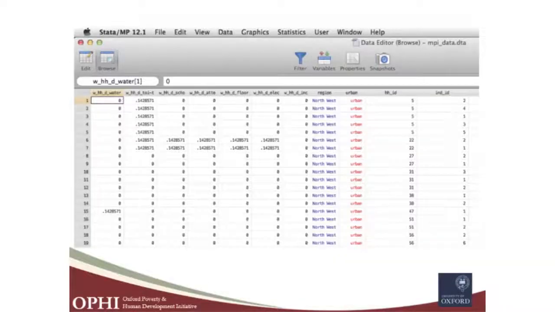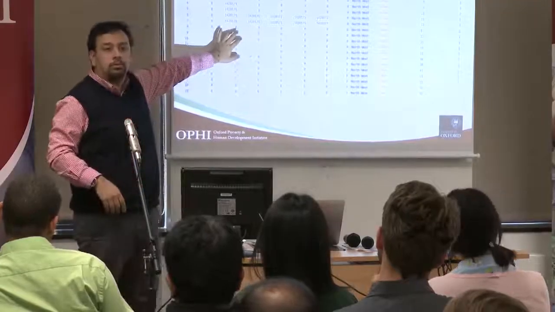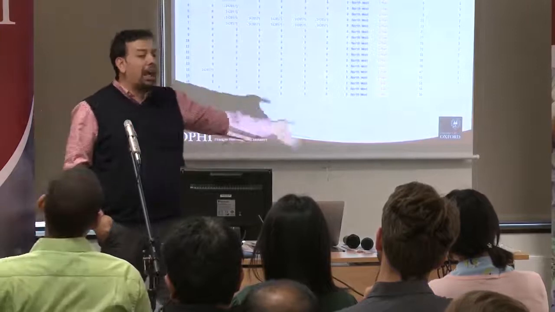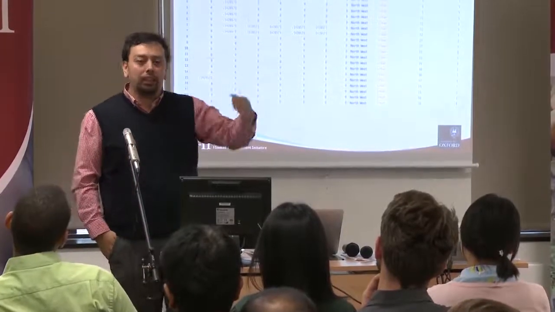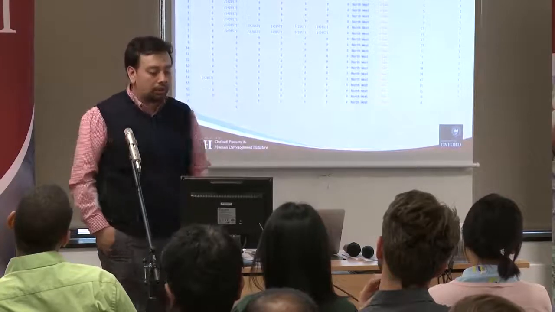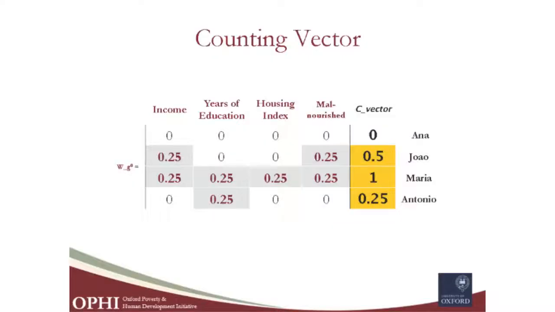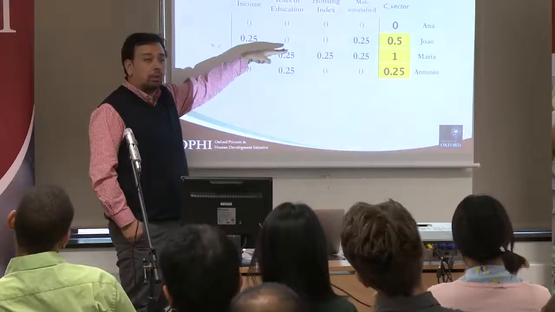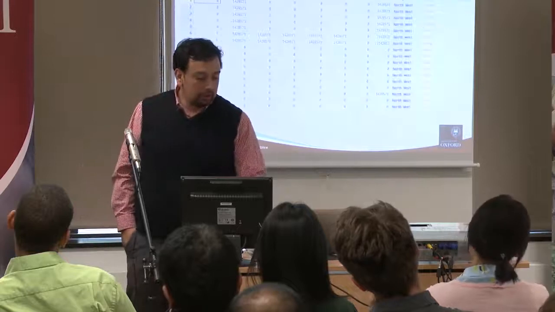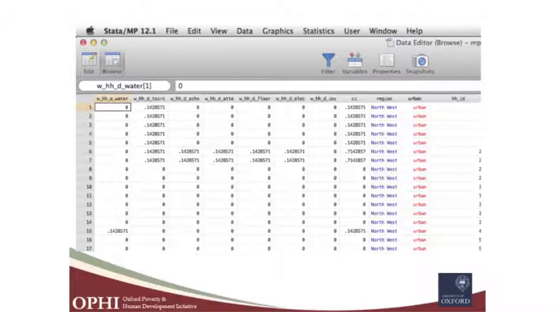So what was the next step? Try to do the same in Stata. In Stata, we were trying to multiply each deprivation matrix by the weight of each dimension. And we got something like that. We were dealing with missing values, assigned zeros or ones in some cases. We calculate our counting vector. In our matrix it was just the sum of the situations for each dimension and for each individual. In Stata, we did exactly the same. Dimensions, counting vector.